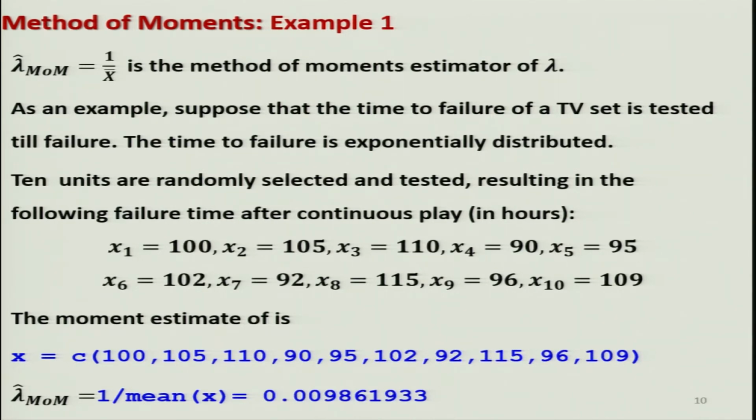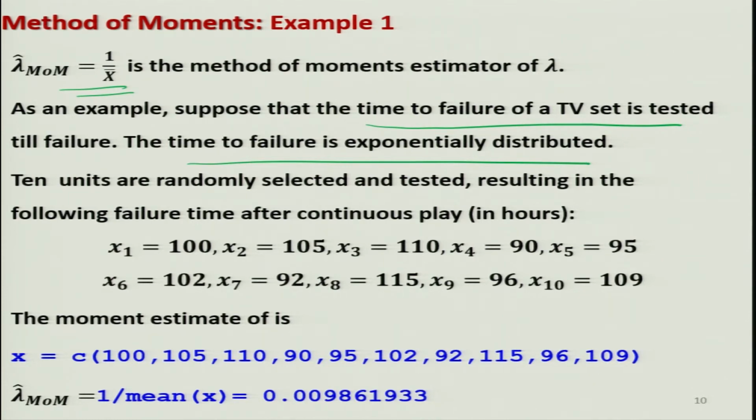So, now we have understood that in this case lambda hat is equal to 1 upon x bar, the method of moments estimator for lambda, right. Now suppose we have some data set on the time to failure of our TV set. A certain number of TV sets are tested, and it has been recorded after what time they failed, and the time to failure is exponentially distributed, because this is a lifetime.